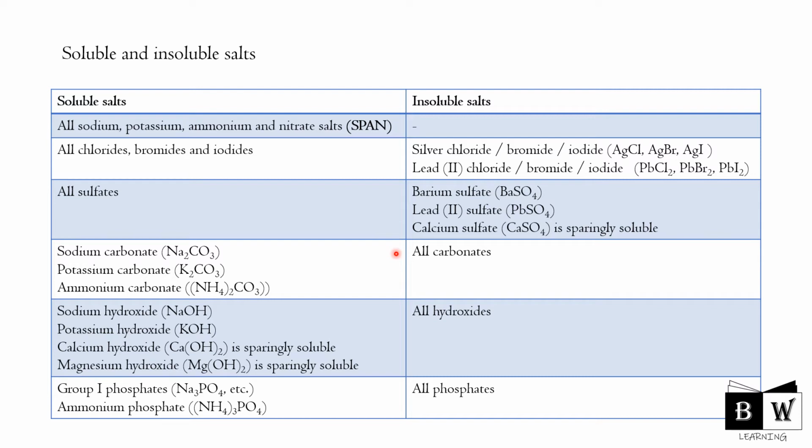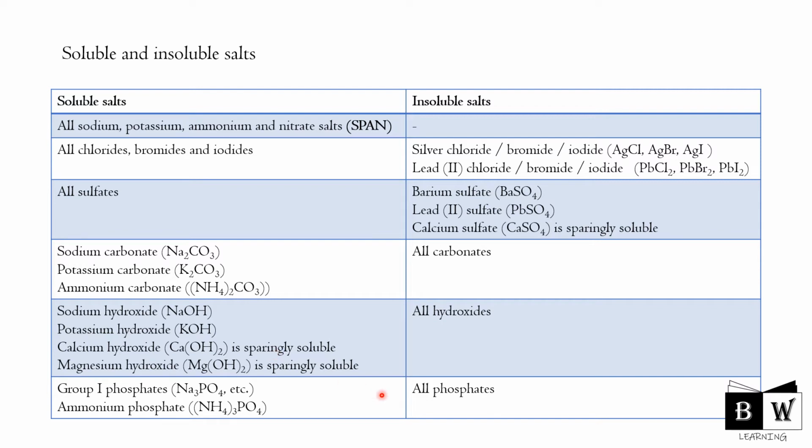For the carbonates, most of the carbonates are insoluble, with the exception of SPA salts. And these would include sodium carbonate, potassium carbonate, and ammonium carbonate. All the hydroxides are insoluble, again with the exception of group 1 hydroxides, including sodium and potassium hydroxides. Also, calcium and magnesium hydroxides, they are sparingly soluble.